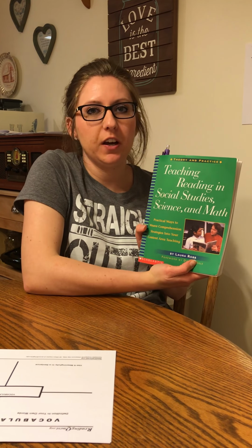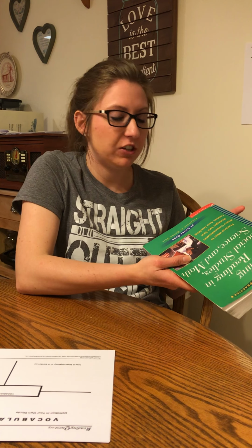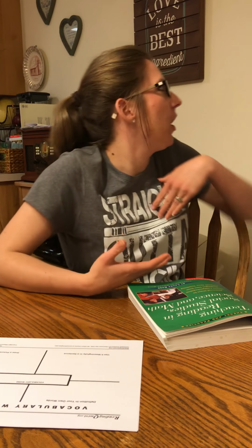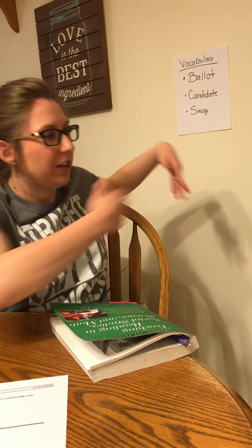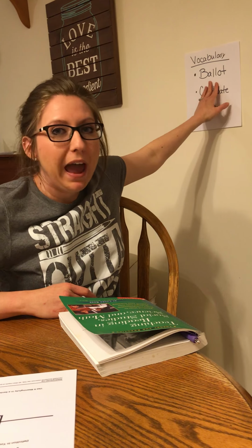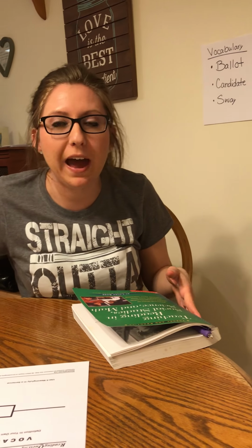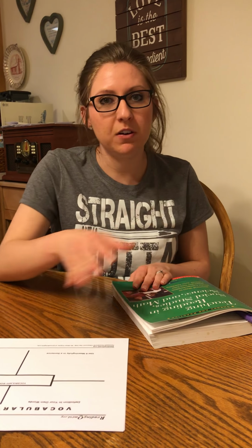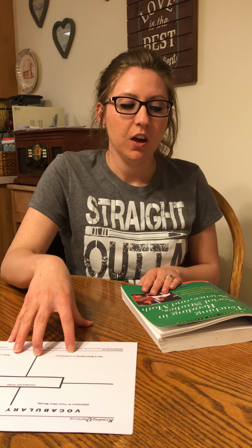So in this book, it talks about pre-teaching vocabulary, and that is so important because if I'm talking about the word ballot, which as you can see I've written our vocabulary words on this lovely whiteboard, if I'm talking about the word ballot and nobody knows what the word ballot means, then we're not on the same page, and every time I say that, they're going to be like, what is that? And they're not going to understand it. So it's so important to pre-teach the vocabulary. That way we know that we're all on the same page, we all have the same understanding, and we know what we're talking about.